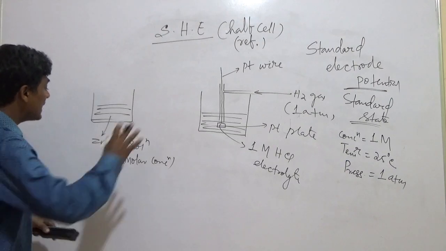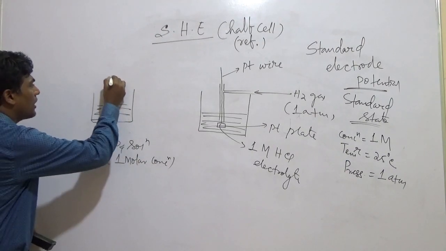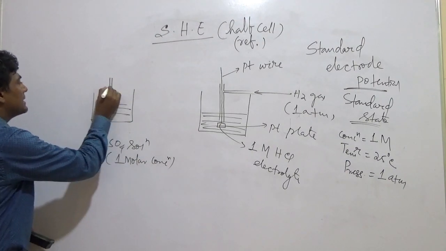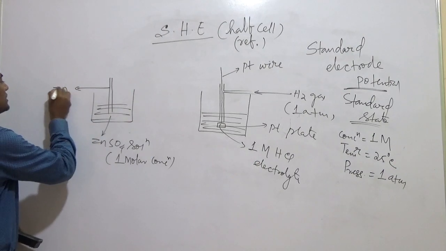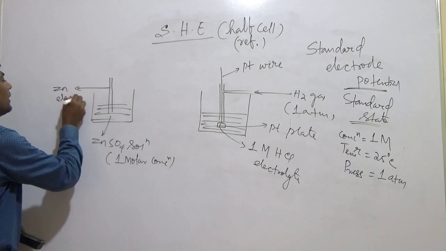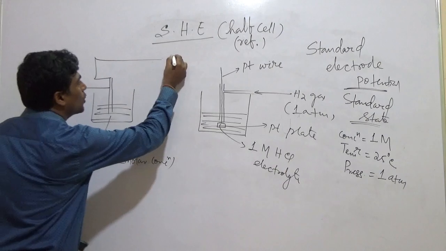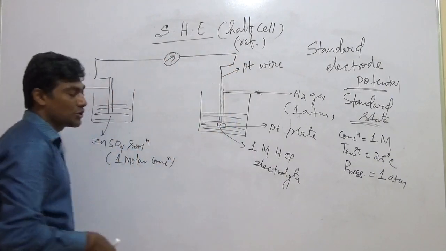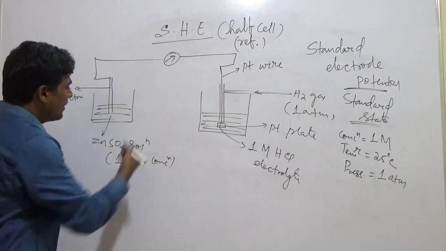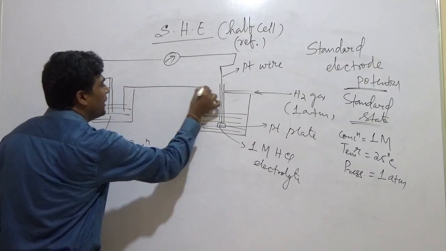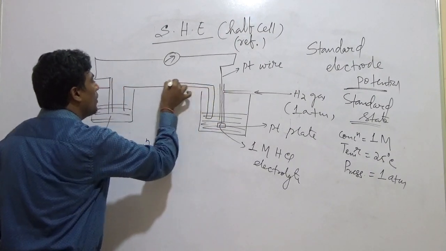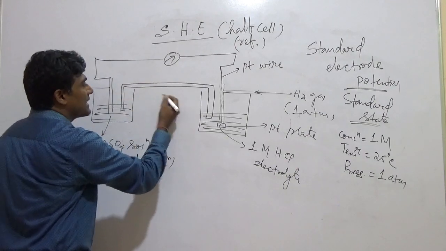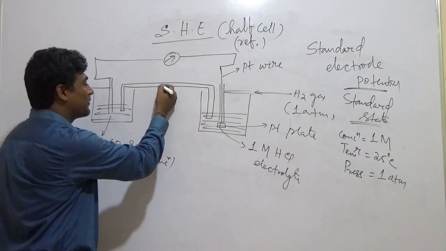So in the zinc sulfate solution, we will have to dip a zinc electrode, and this zinc electrode must be connected to the hydrogen electrode. And as usual, there should be a salt bridge.